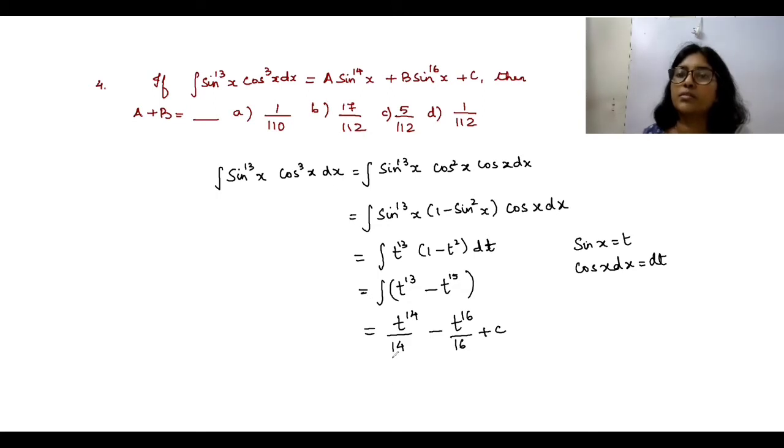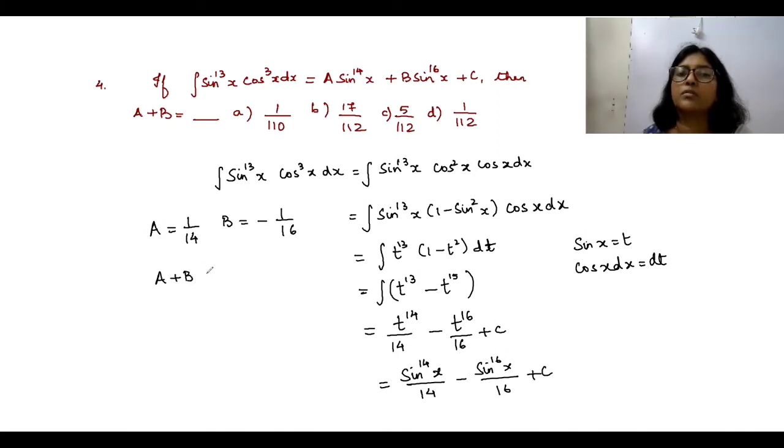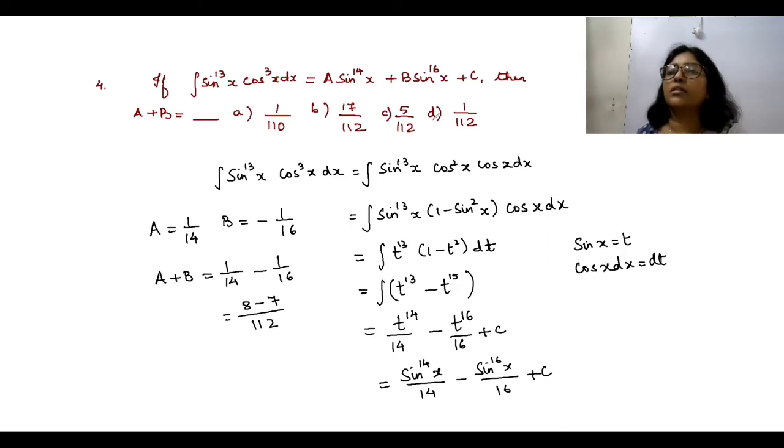So on comparison, okay, we'll first write the t value. So on comparison, we will find that the value of A is 1 by 14 and the value of B is minus 1 by 16. So find A plus B. So that is 8 minus 7 upon 112. That's D, 1 upon 112.